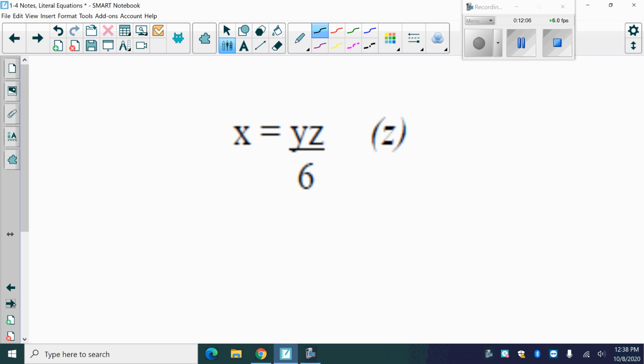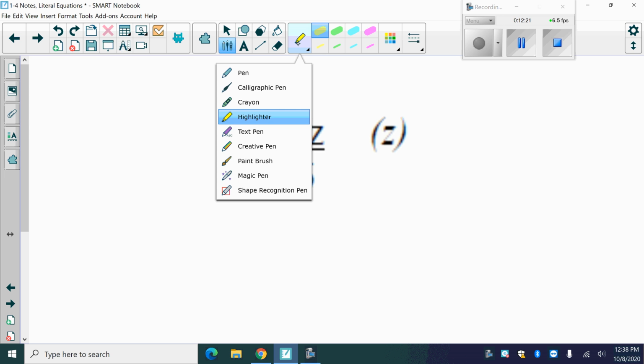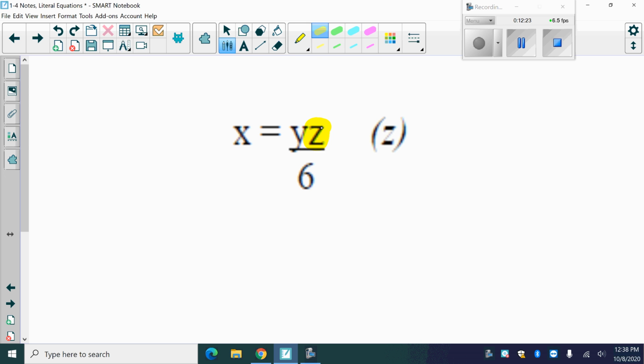All right, we're solving this one for z. You can do this one a couple different ways. We'll do it the way we have been doing it, just to make it a little easier. So first thing I'm going to do is multiply both sides by 6. Oh, I have to highlight my z first. That's what I was doing. Multiply both sides by 6. So I have 6x equals, the 6's cancel, y times z.